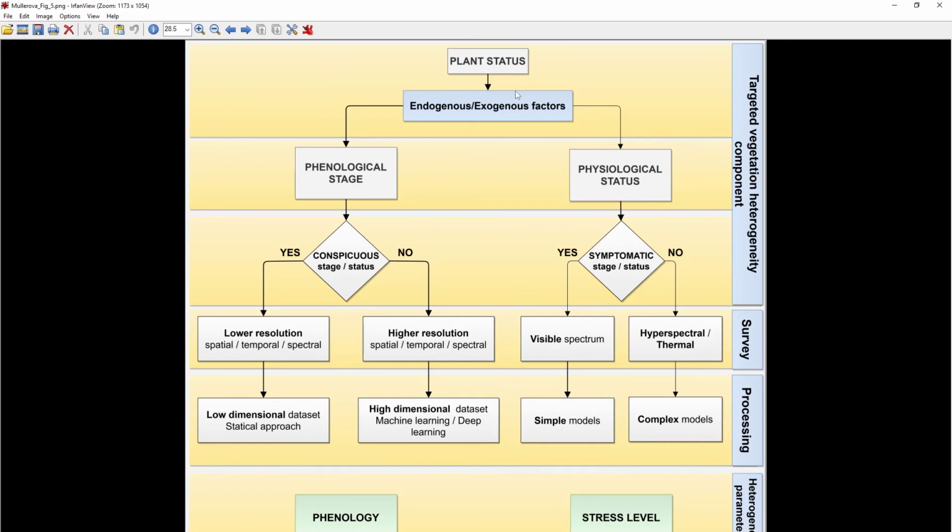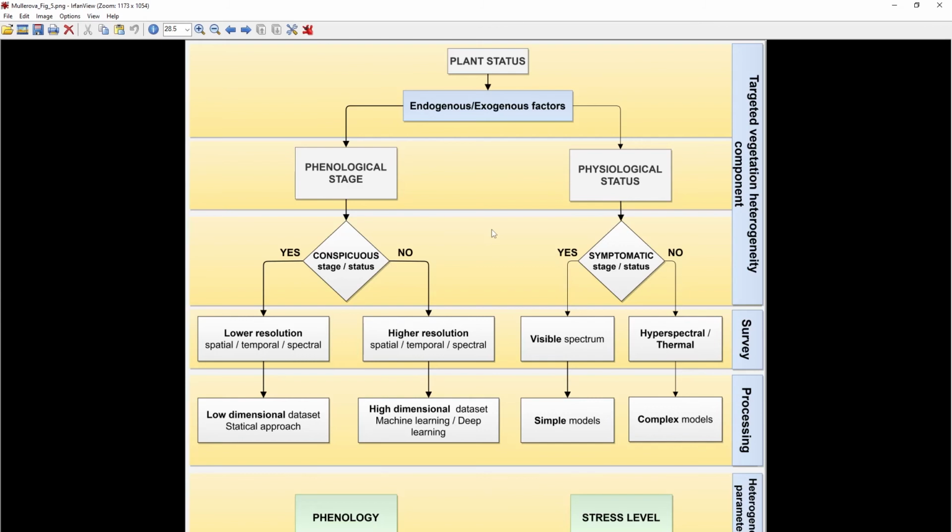The third component is plant status. It can be caused by both endogenous and exogenous factors. By plant status, we understand physiological status or phenological stage. In both cases, the approach would be different depending on how symptomatic and conspicuous the phenomenon we want to study is. It means how well it is visible or distinguishable from the data.